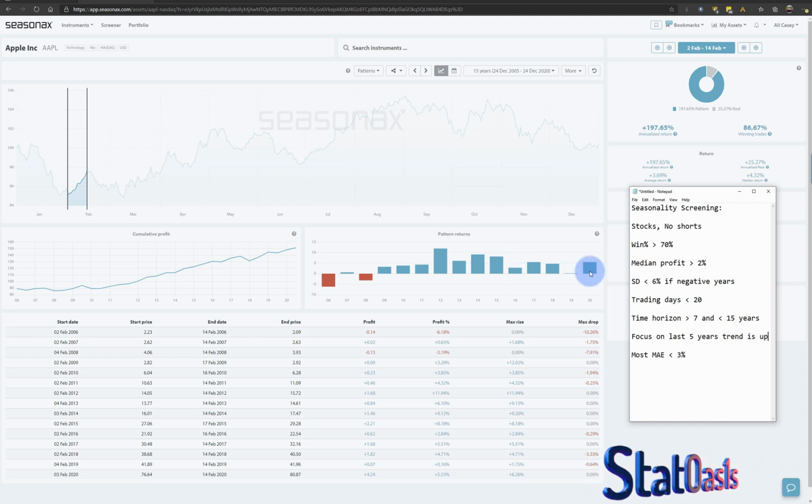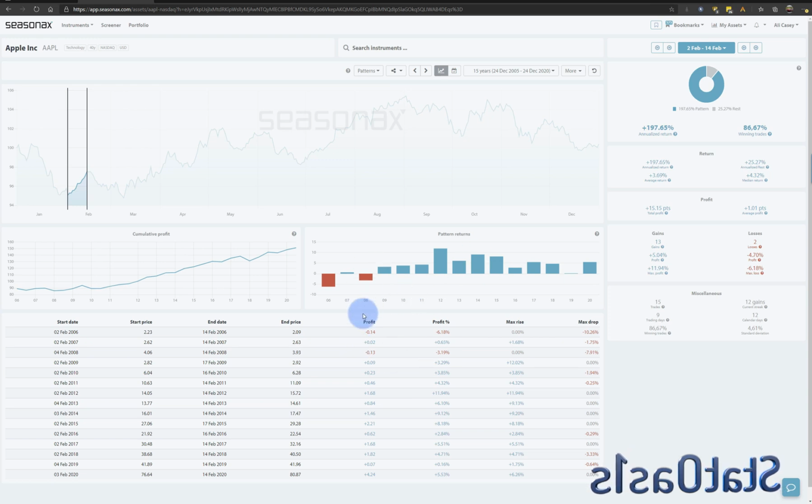So for the last 5 years, I don't want the trend to go down to 0 like this. I want it to go at least the same or going up. And most MAE, which is this one, maximum drop below 3%, because most likely my stop loss will be between 1 and 3%. So the analysis will show us where to put it, but it doesn't matter what the analysis says. I'm not going to pick a trade where my stop loss is 5 or 6%.